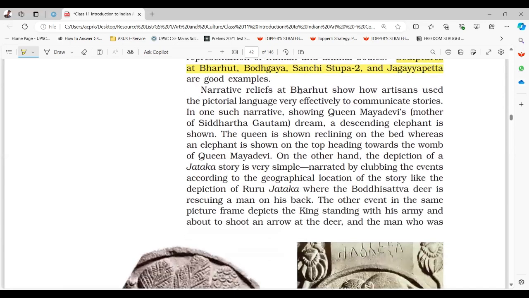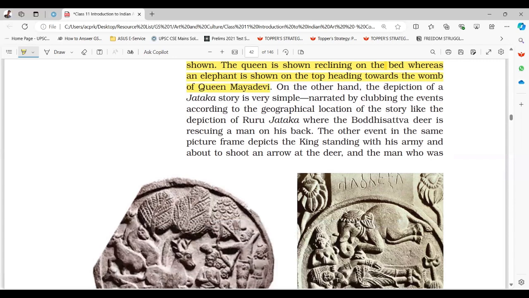Narrative reliefs at Bharhut show how artisans used the pictorial language very effectively to communicate stories. In one such narrative showing Queen Maya Devi's dream, Queen Maya Devi is the mother of Siddhartha Gautama. A descending elephant is shown. The queen is shown reclining on the bed, whereas an elephant is shown on the top heading towards the womb of Queen Maya Devi. On the other hand, the depiction of a Jataka story is very simple, narrated by clubbing the events according to the geographical location of the story.